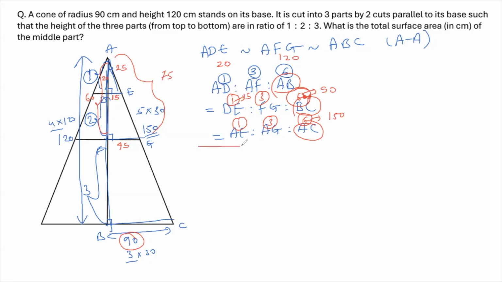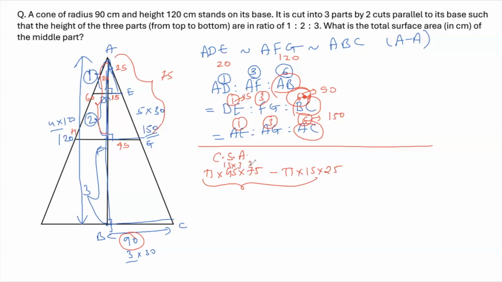That's it. Our job is almost done. So let's find out the curved surface area first. The curved surface area of the cone AFG, the bigger cone, will be pi RL. So pi into 45 into 75. From that, we'll subtract the curved surface area of the smaller cone, pi into 15 into 25. 45 is 15 into 3 and 75 is 25 into 3. So pi into 15 into 25 common, we'll have 3 into 3, 9 remaining, 9 minus 1, 8. So curved surface area will be pi into 15 into 25 into 8.